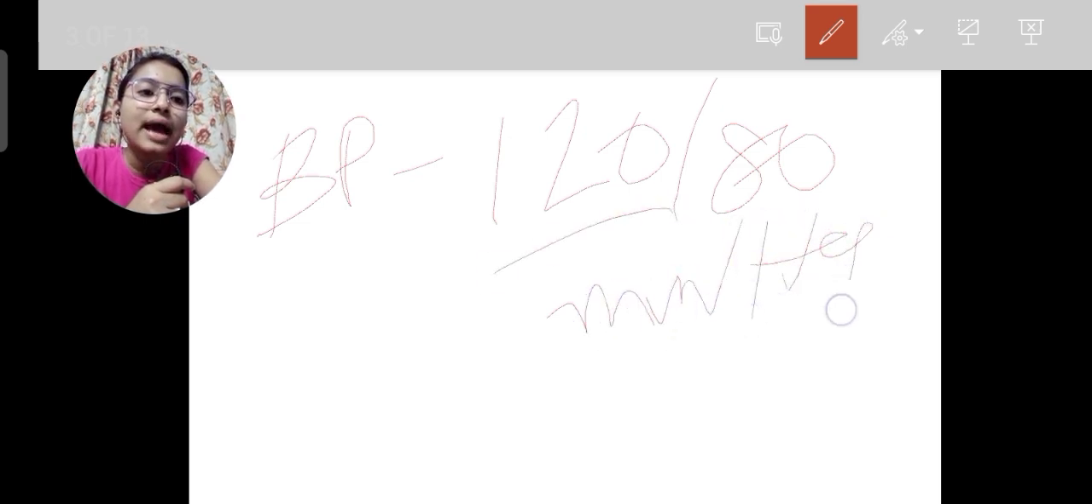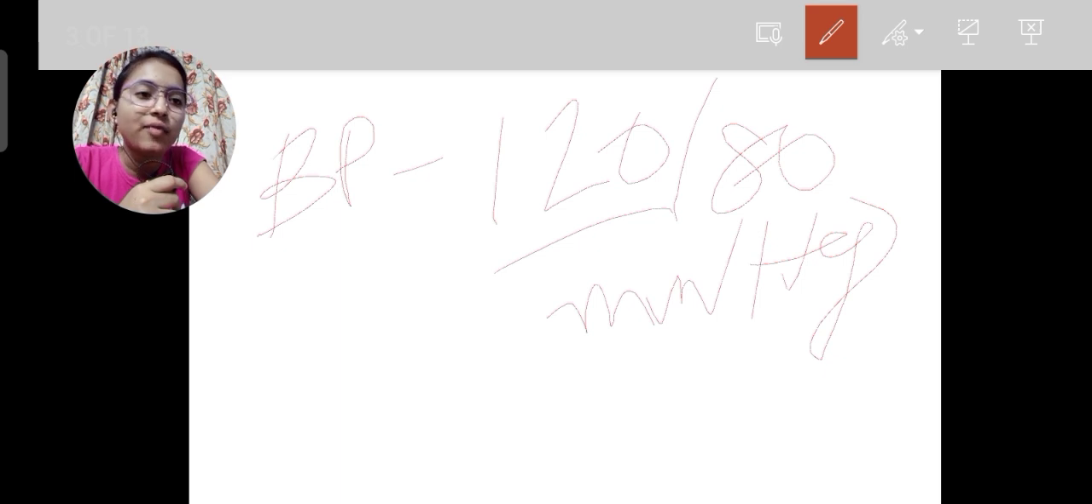TPR. Now the BP. So what is the normal range of BP? We all know that it is 120 by 80 mm of Hg. So the systolic BP is 120, and the diastolic BP is 80 mm of Hg.